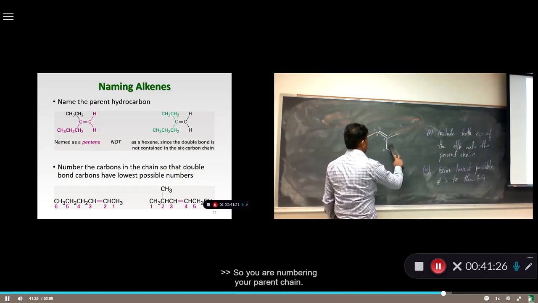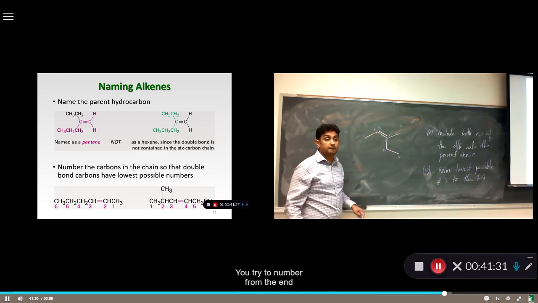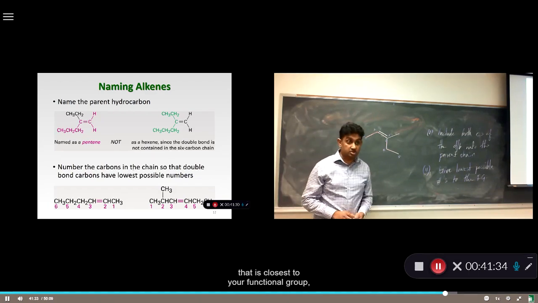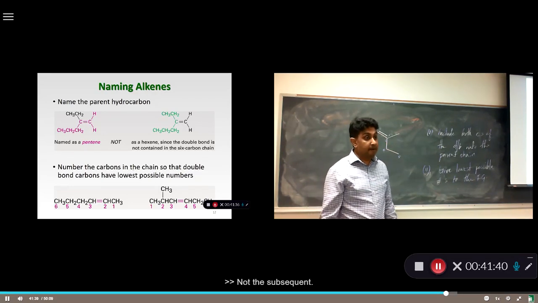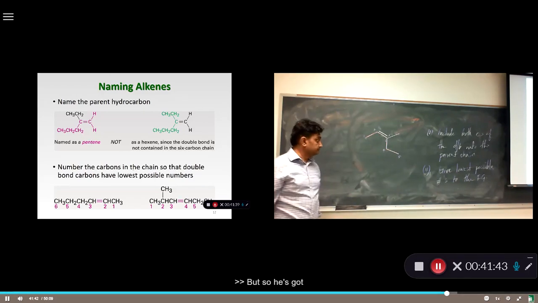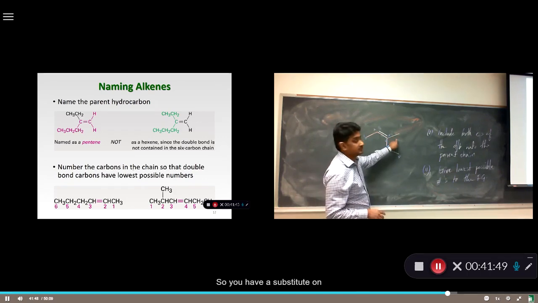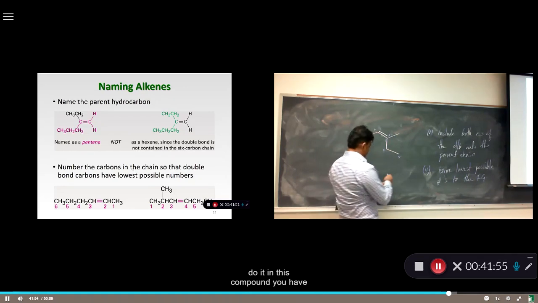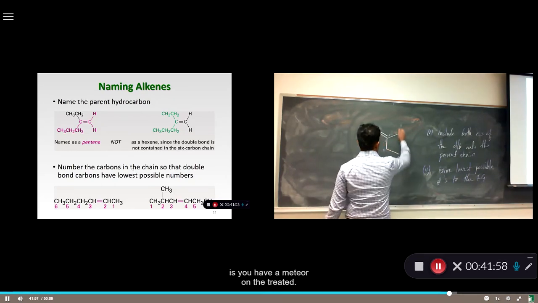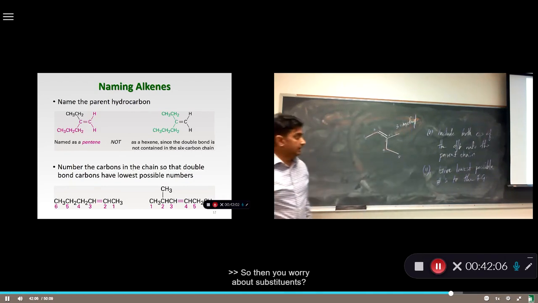Okay, so when you are numbering your parent chain, you should try to start from the end that is closest to your functional group, not the substituent. Okay, not the substituent. So this is correct. Okay, this is correct. And then you will worry about the substituent. So you have a substituent on the third carbon. Get it? So that is how you do it. Okay, so in this compound you have a methyl group on third carbon. So it's a 3-methyl. Okay, so then you worry about substituents.